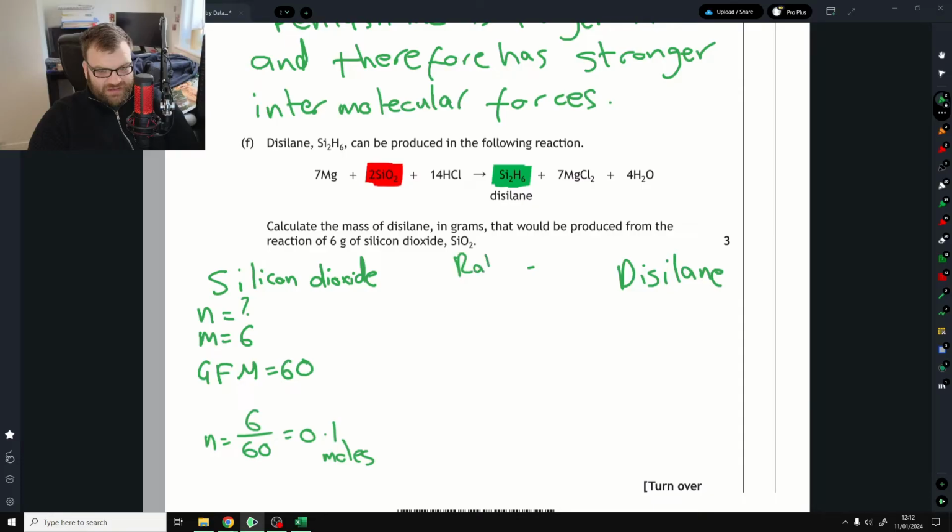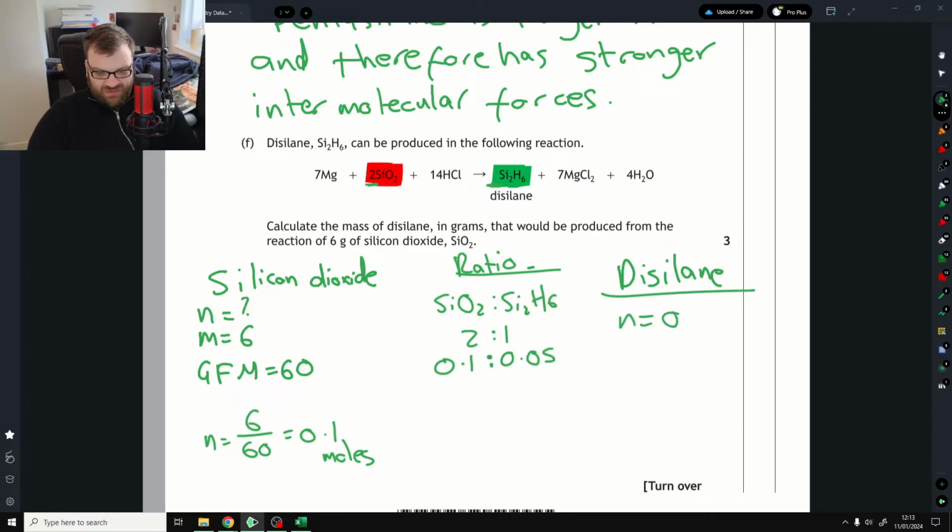Next, I would look at the ratio, comparing the two of them like in a recipe. For silicon dioxide to Si2H6, it is a 2:1 ratio. 2 there, nothing in front of the disilane, that means it's 1. So if we had 0.1 moles of silicon dioxide, we would have half of that, 0.05. This means I know the number of moles of disilane.